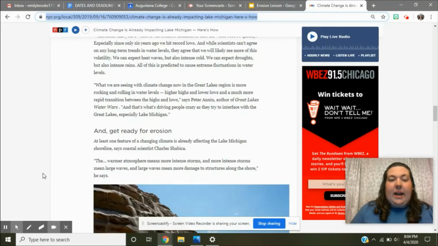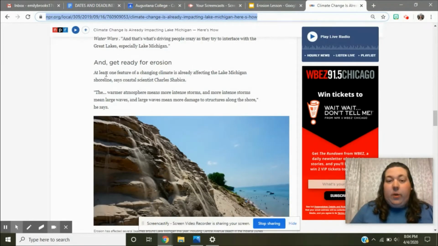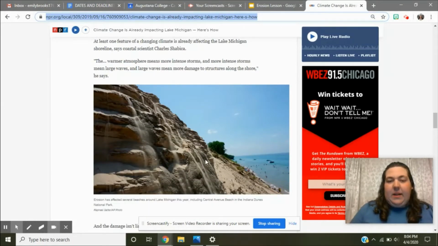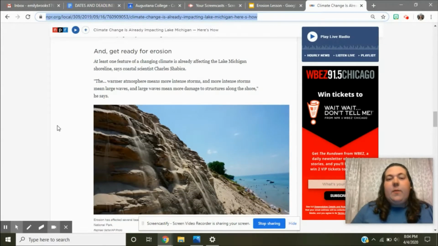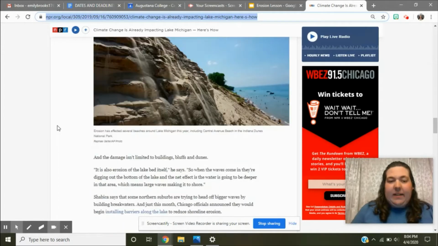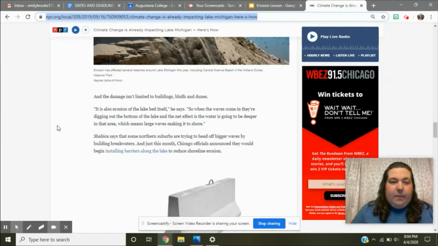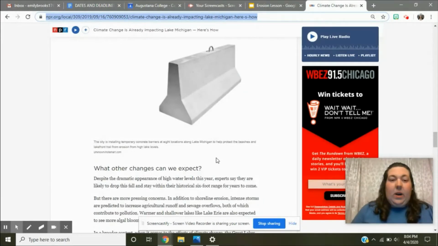As we get towards the bottom, this article starts to mention erosion, and it shows this crazy picture of a pretty steep slope. This is Central Avenue Beach in the Indiana Dunes State Park, or National Park, actually. If any of you have been to that location, you know this is a lot of what the shoreline looks like, very sandy, kind of rocky, sandstone areas, and you can see this in the picture. There's sand just falling off this cliff, and it talks a little bit about erosion and warmer weather, higher water levels, and putting that all together. It was a really good article and mentioned a lot of things. Then it goes into what other changes we can expect.